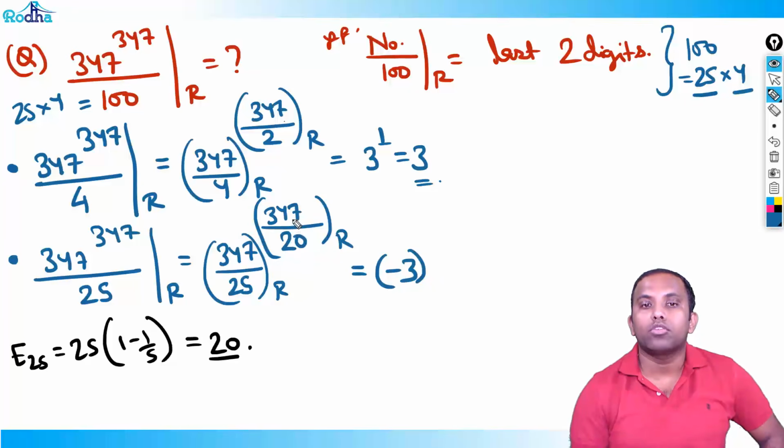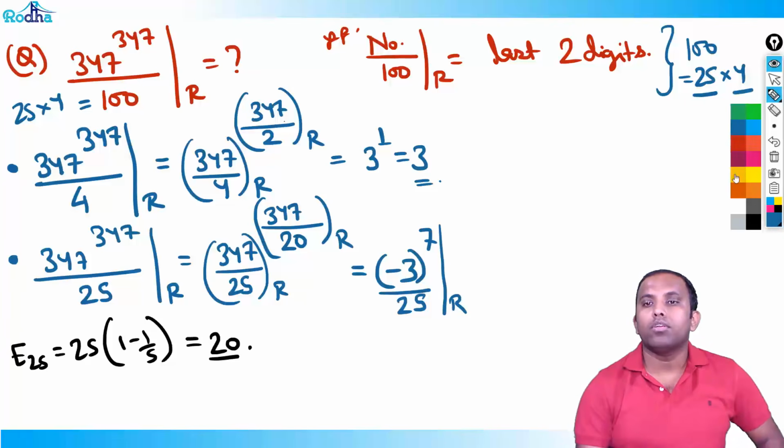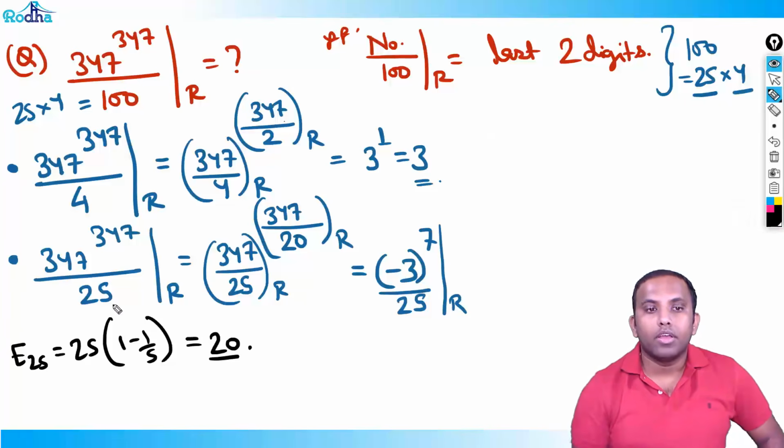Now 347 by 20. What is the remainder? 20 into 17 is 340, that means 7 is left. Now minus 3 raised to 7. Look, the magnitude is again more than 25, so you have to again divide by 25. Now you can do it easily. Let me solve it here.